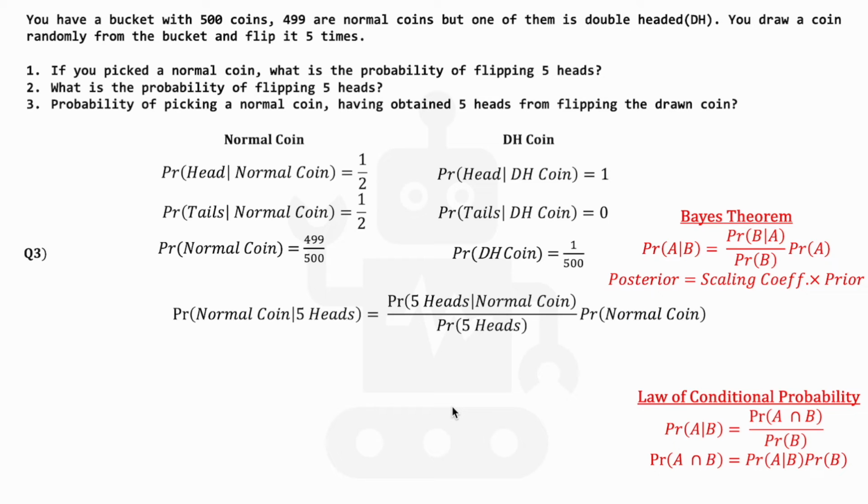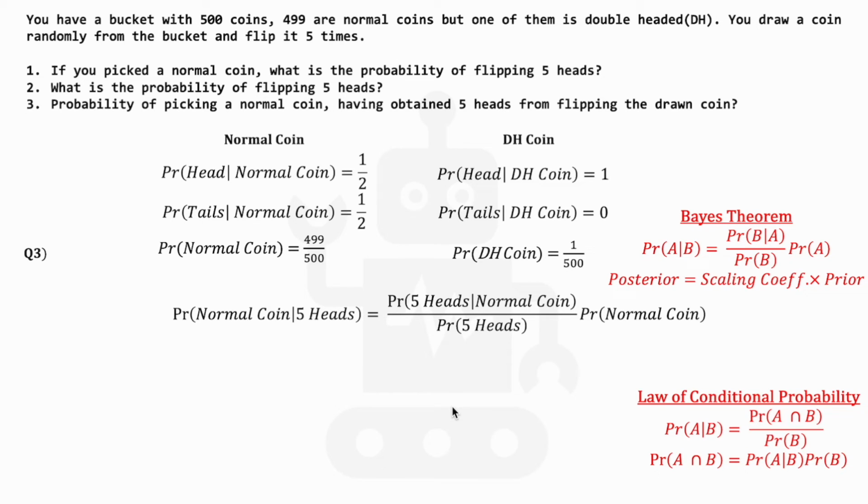Hence, going back to our last question, what is the probability of picking a normal coin having obtained 5 hits from flipping the drawn coin? So expressing that in mathematical terms is the probability of getting a normal coin given that we have flipped 5 hits.